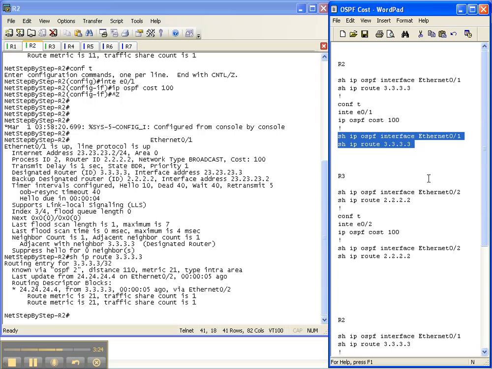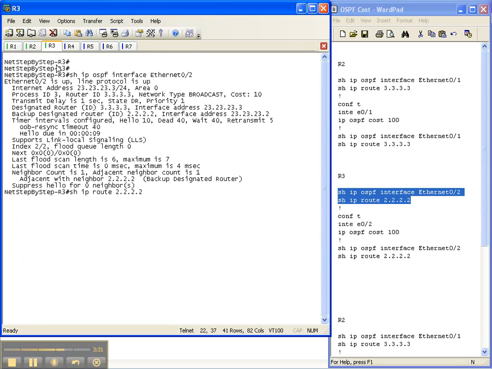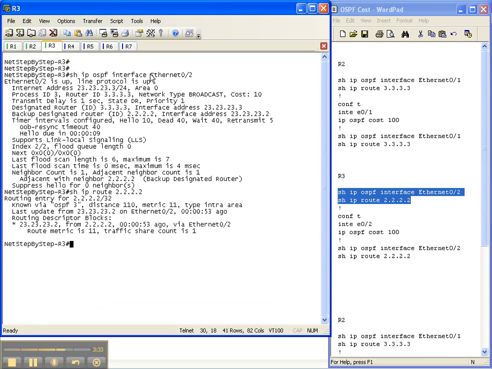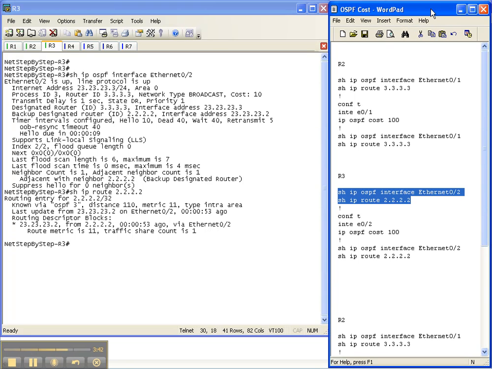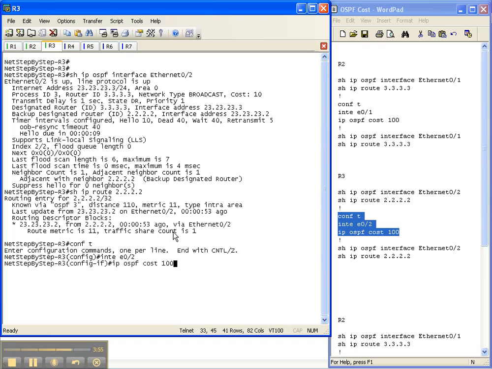Now let's go take a look at router 3 and see if it feels the same way about how to get to router 2. So this is the interface between routers 2 and 3, and no, the cost is still 10, and it wants to go out the interface that's directly connected to router 2. Just because you change the cost on router 2, that's how to get out that interface on that router. So if you want to manipulate how router 3 gets back to router 2, then we're going to have to change this end as well.